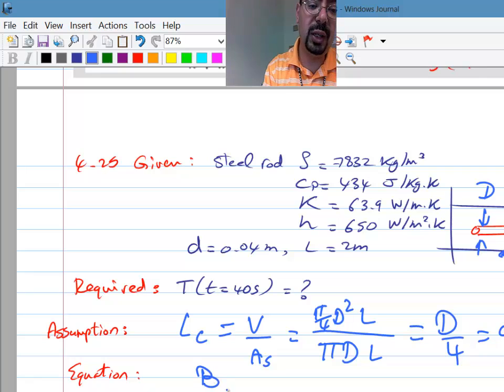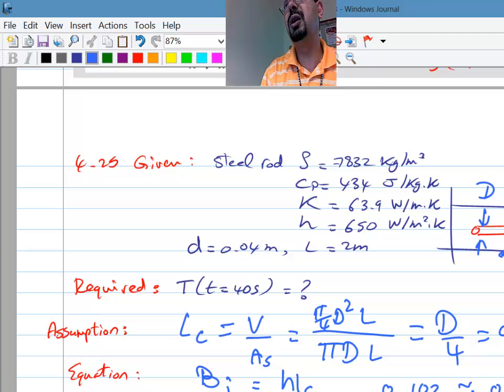And then we can check the Biot number. It's h Lc over k. So we have the h, it's the 650. We have the k, that's the 63. And we got the Lc, and this becomes 0.102. So 0.1, and therefore, you know, it's close to 0.1. So he said smaller than or equal to 0.1.